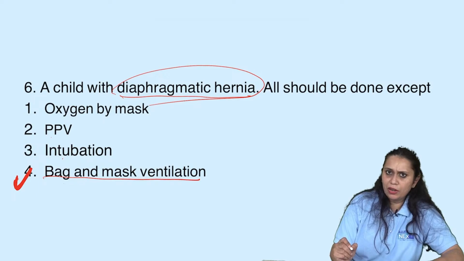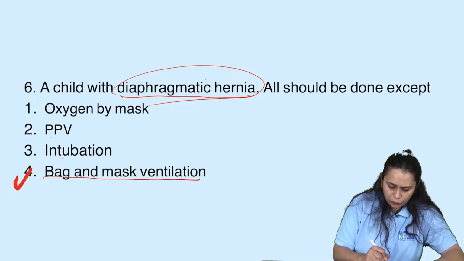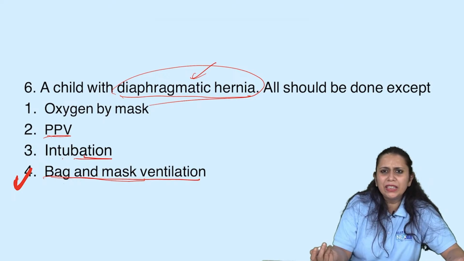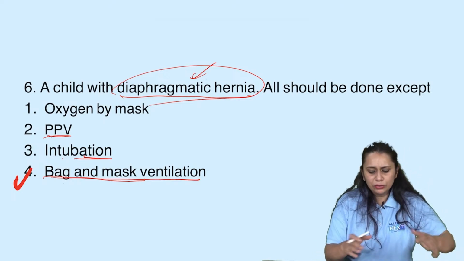We always attach oxygen by a mask. We do intubation and then do positive pressure ventilation. But by bag and mask, we never do positive pressure ventilation in diaphragmatic hernia. This is again a very commonly asked question, right? So you have to remember this.